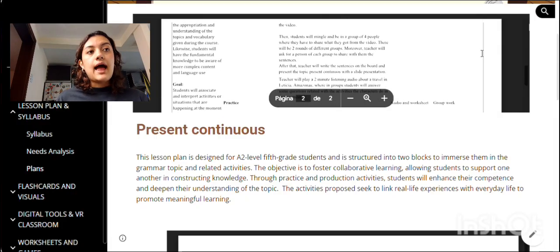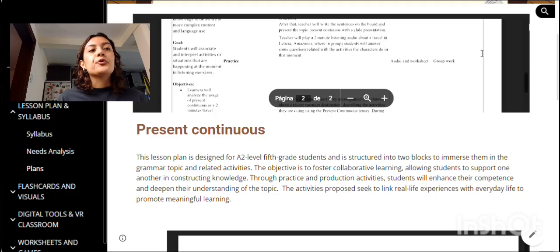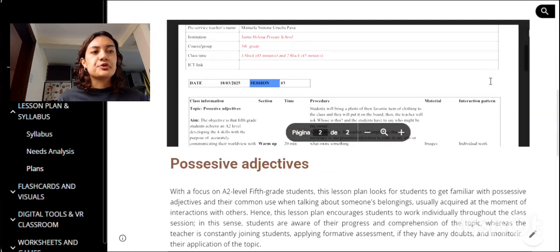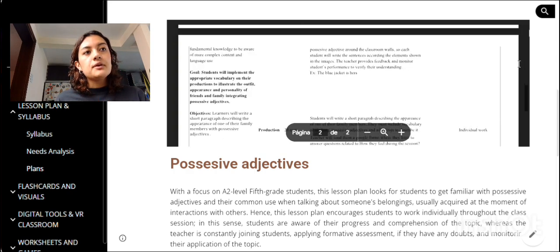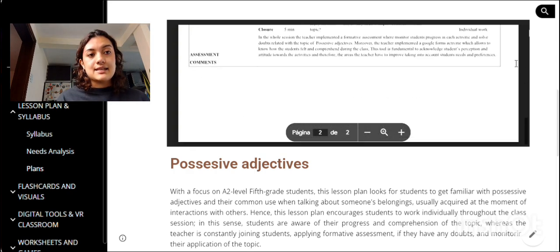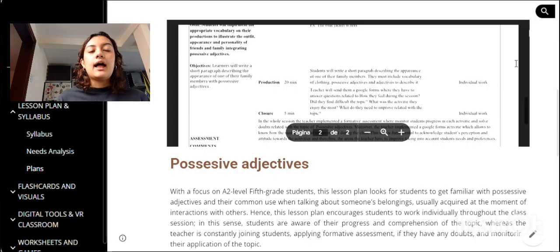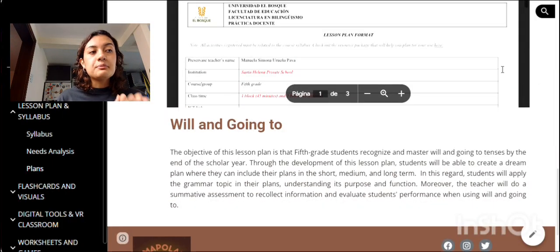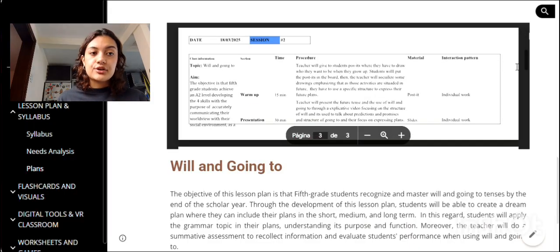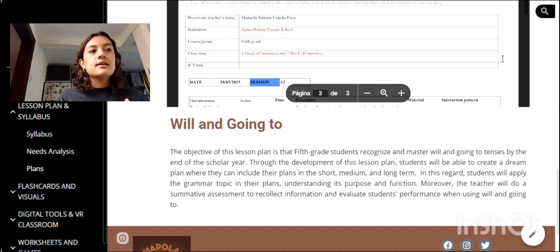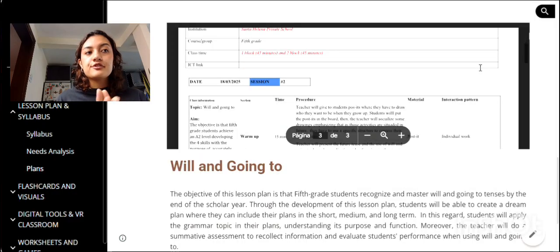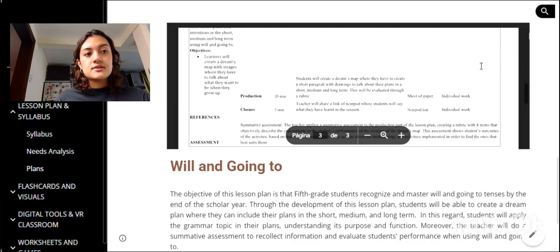Then the possessive adjectives, where students will work individually throughout the class session and they are going to be aware of their progress and comprehension of the topic because the teacher will apply formative assessment. Then we're going to find will and going to lesson plan, where students will need to create a dream plan where they can include the plans in the short, medium, and long term. In this lesson plan, the teacher is going to apply a summative assessment to collect information about the students' performance.